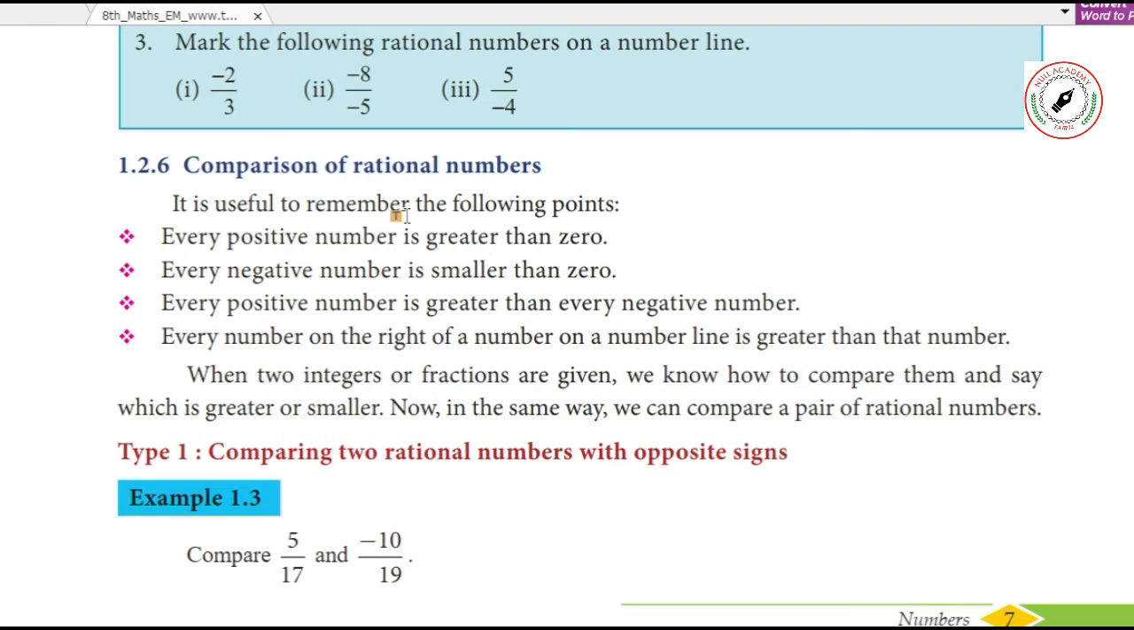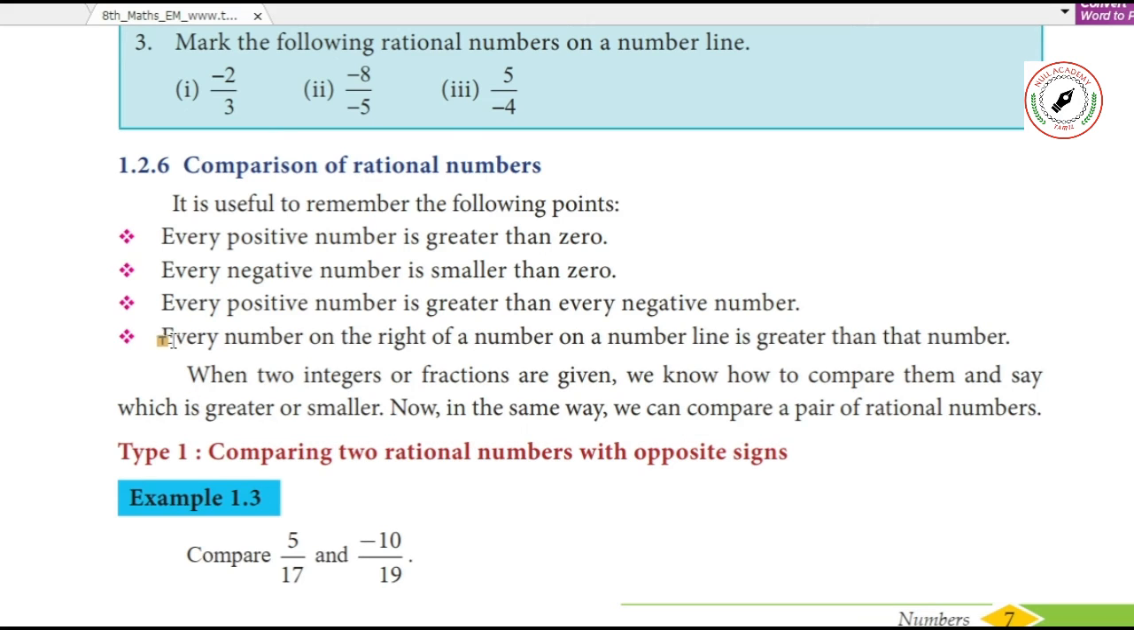Okay. It is useful to remember the following points. What are all the points? Every positive number is greater than 0. That you know. Every negative number is less than 0, smaller than 0. Negative number means less than 0. Correct? Every positive number is greater than every negative number. Definitely every positive number is bigger than a negative number, you know. That is the third point.